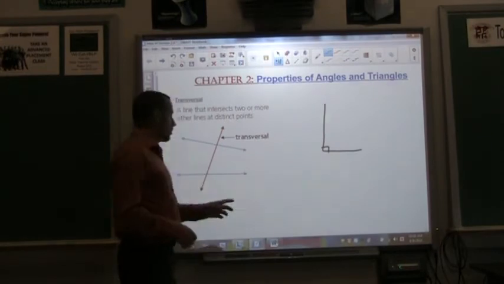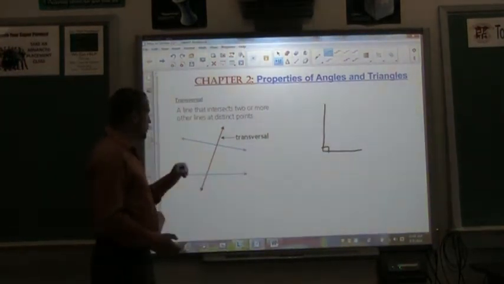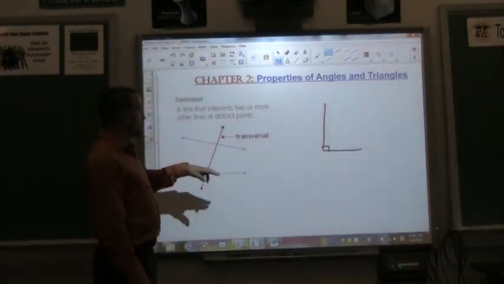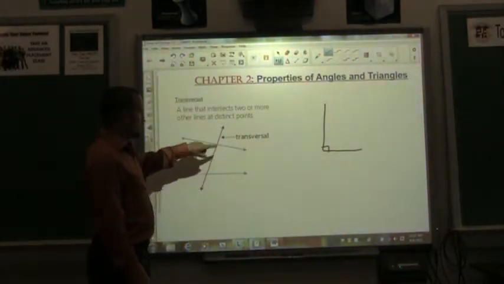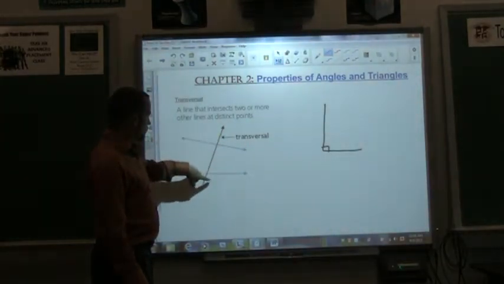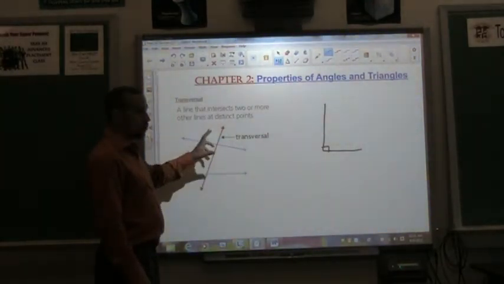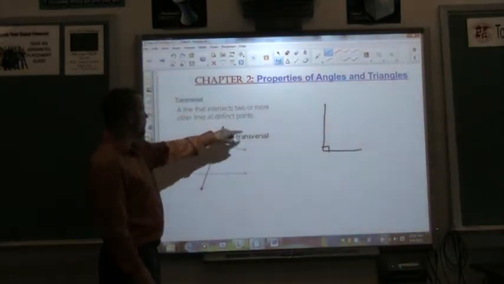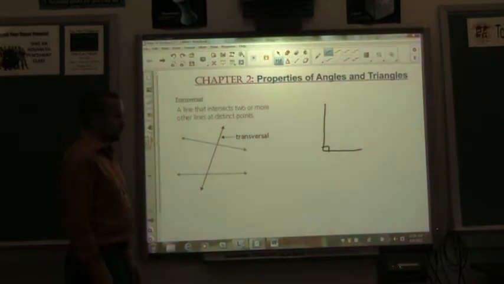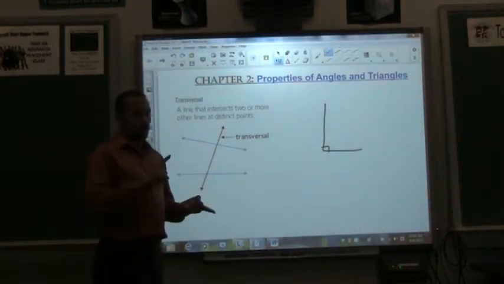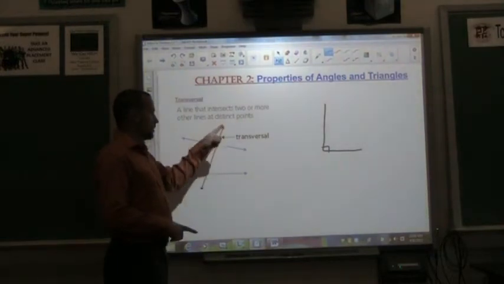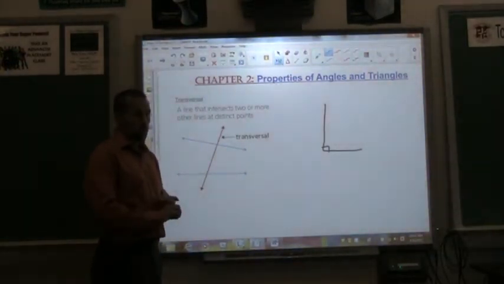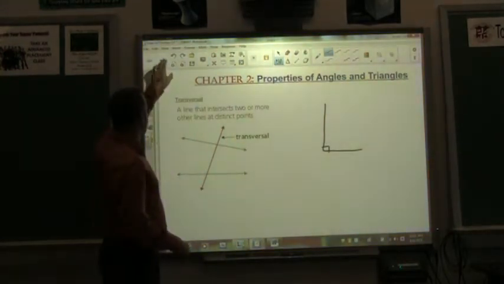So this year we're going to be looking at another angle property, which is called parallel lines. And specifically, we're going to be looking at parallel lines with a transversal through them. So this line that goes through at least two other lines, it can be more, but usually two, is called the transversal line. It's the line that intersects two or more other lines at distinct points. So we're going to be looking at the relationship between parallel lines that have a transversal through them. We'll look at a few properties. They're fairly straightforward, and then we'll look at some examples.